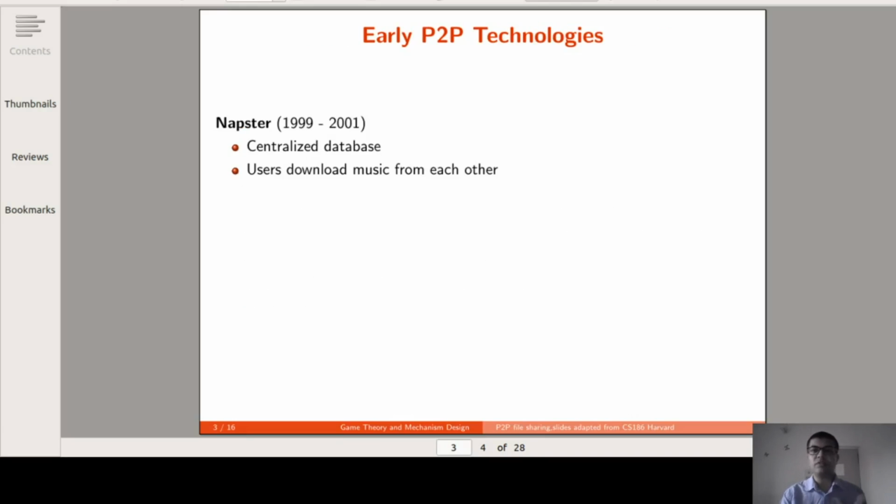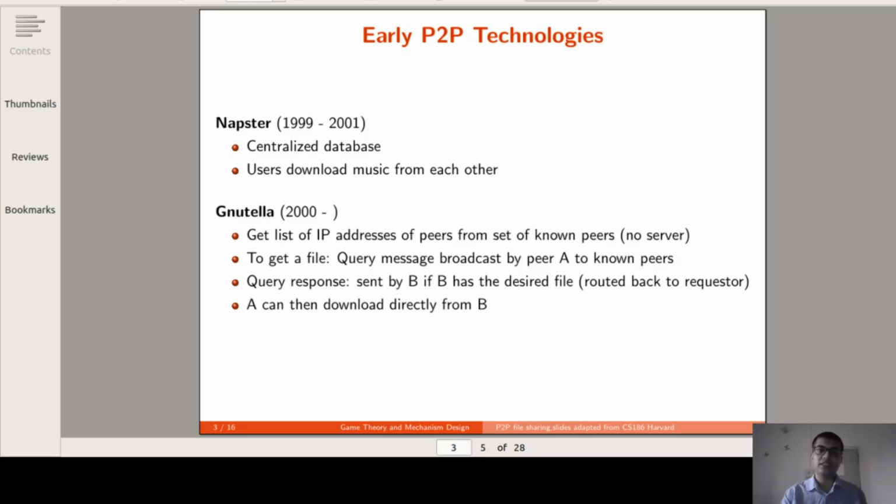So what are some of the early peer-to-peer technologies? Napster is one of the first P2P technologies, which started in 1999 and closed down within 2 years. They had a centralized database of all the peers, and it was typically used to download music from one another. Gnutella is the other one, which is still functioning. There is no centralized server in this setup. It gets the list of IP addresses of peers from a set of known peers.